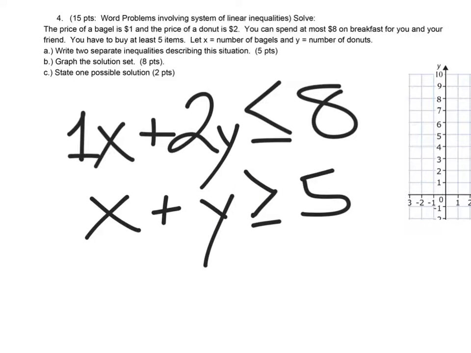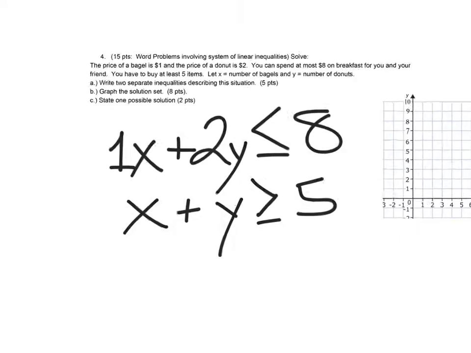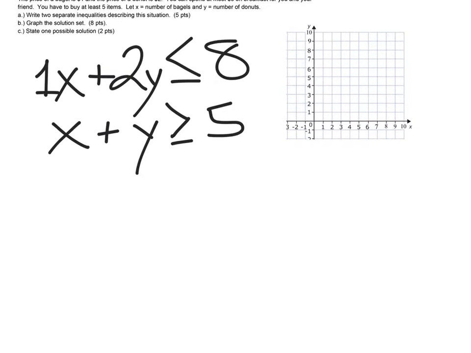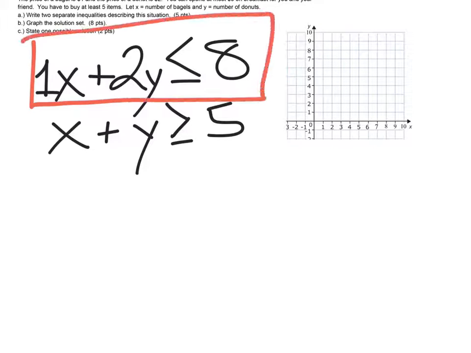I think we're having breakfast with a friend. Your friend's pretty hungry. Let's see how we can maximize this. All right, so let's figure out how we can get the most bang for our buck. The first thing that we're going to need to do now is graph this. How do we graph this? What we're going to need to do is isolate for y.